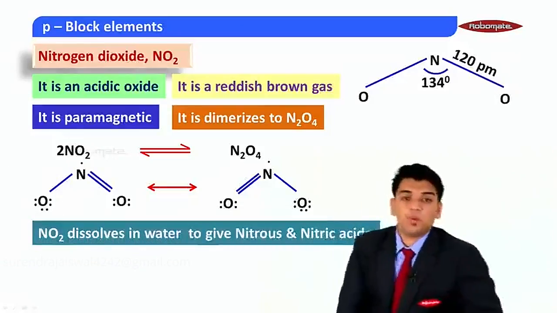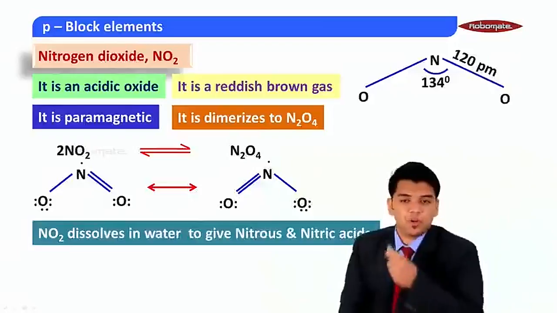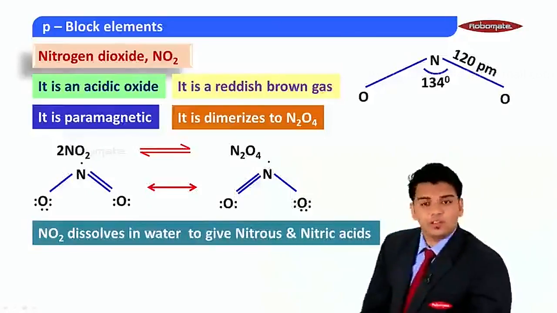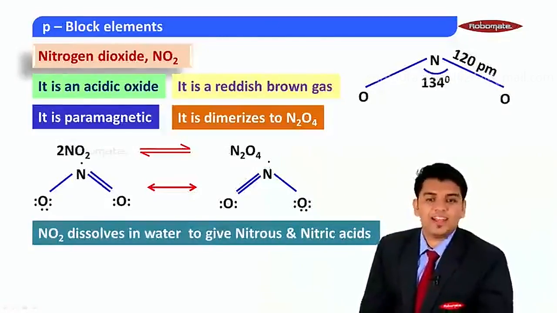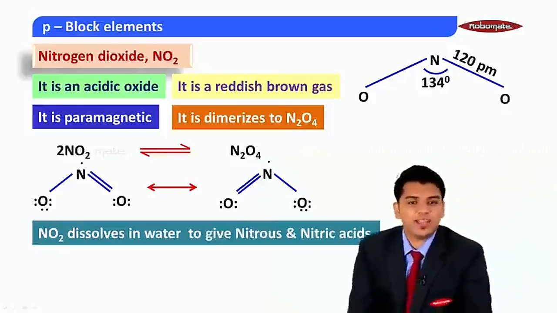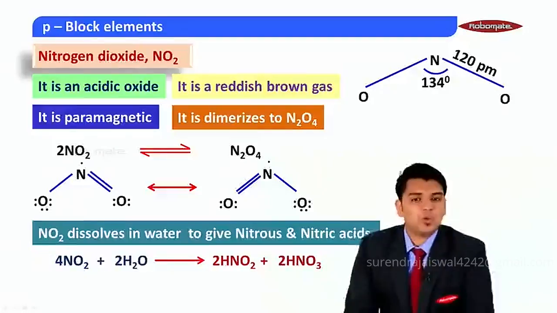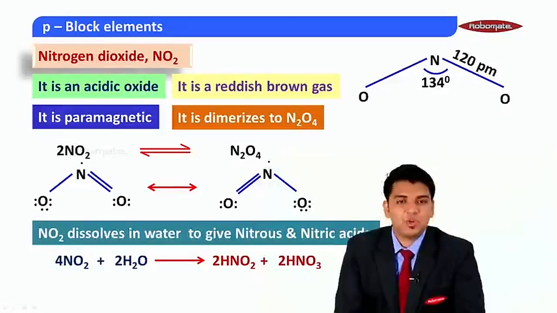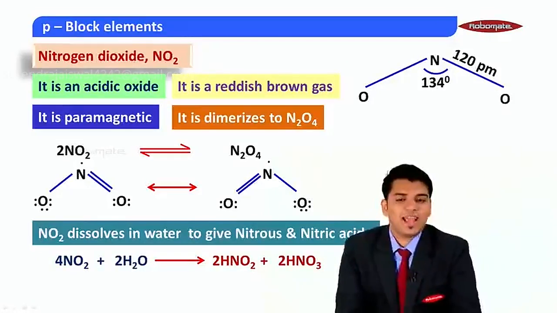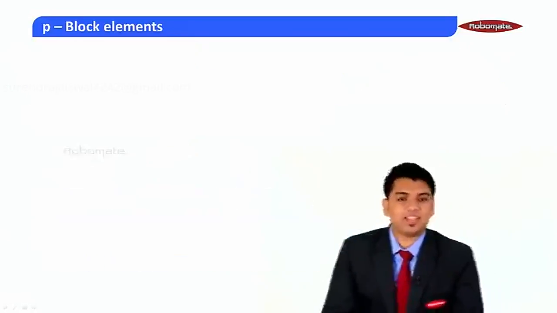Then another important fact that we learned in the previous module is that NO2 dissolves in water to give nitrous and nitric acids. Let us have a look at the reaction. NO2 plus H2O gives HNO2 and HNO3. HNO2 is called nitrous acid and HNO3 is called nitric acid.